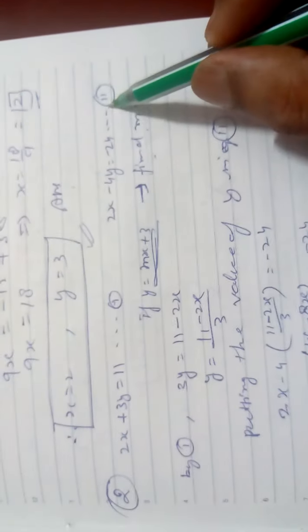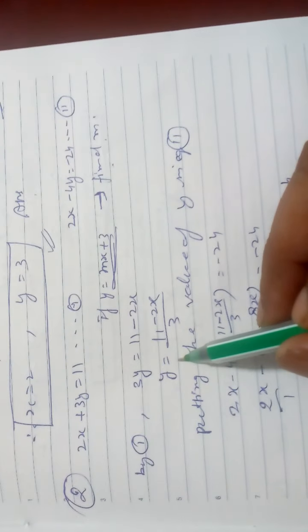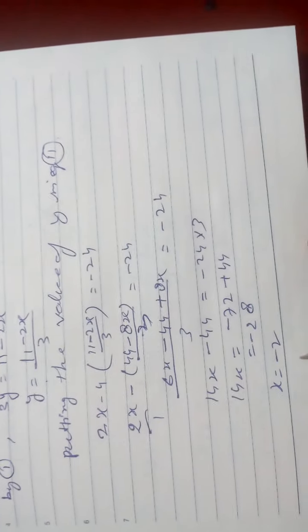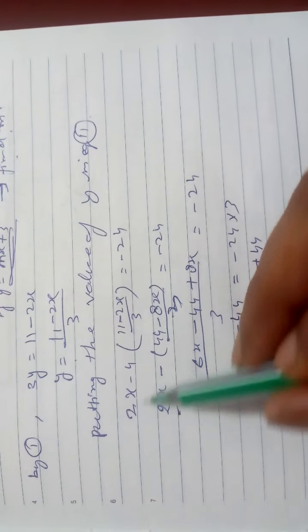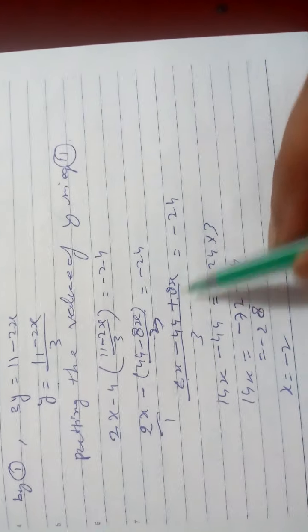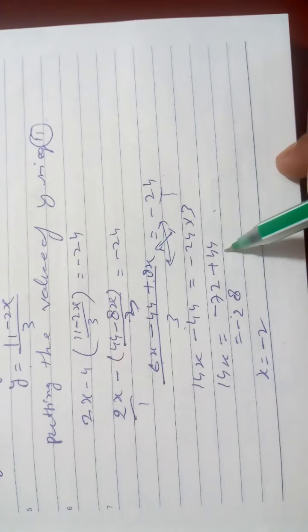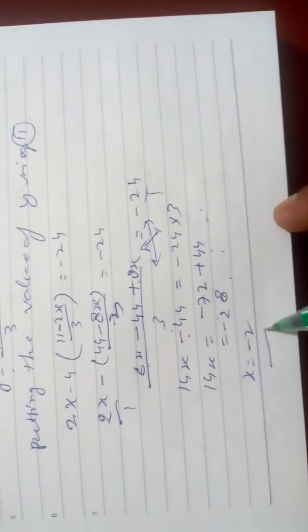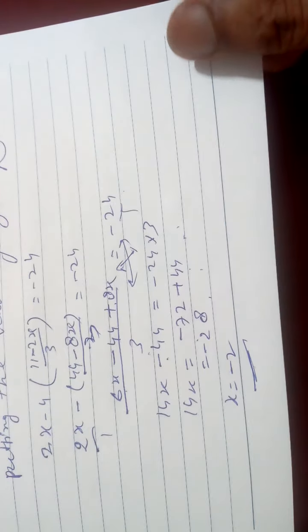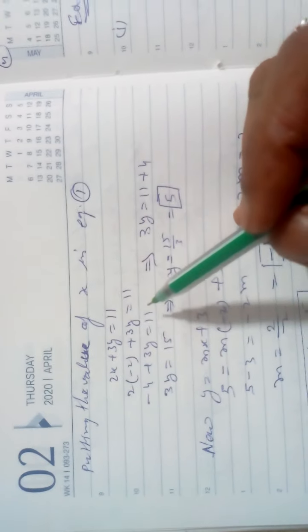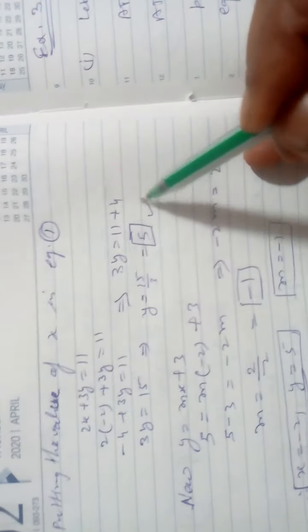So first of all, by the first and second equation, I am getting y. Putting the y in the second equation, then I am getting x is equal to, by taking, you see here, 3 twos are 6, minus 44 plus 8x. So 3 will be multiplied by the cross multiplication method. 24 threes are 72, minus 72, 44 that side, minus 28. So x is minus 2. You are getting x is minus 2. Putting the value of x in equation 1, you are getting the value of y as 5.